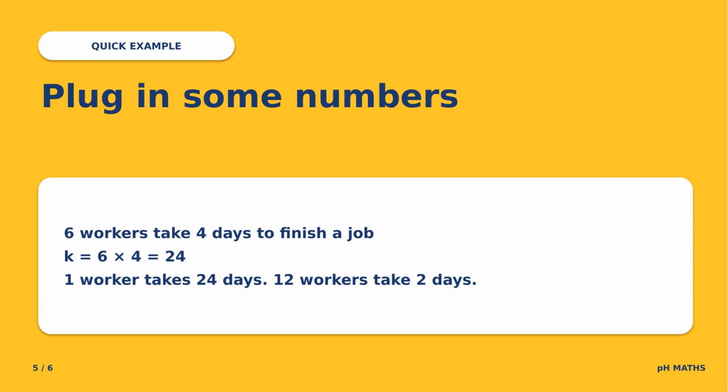Quick example, 6 workers take 4 days to finish a job. Find k. 6 times 4 equals 24. That's k. So one worker takes 24 days. 12 workers take 24 divided by 12, which is 2 days. Notice how more workers means less time. That's inverse proportion working as advertised.